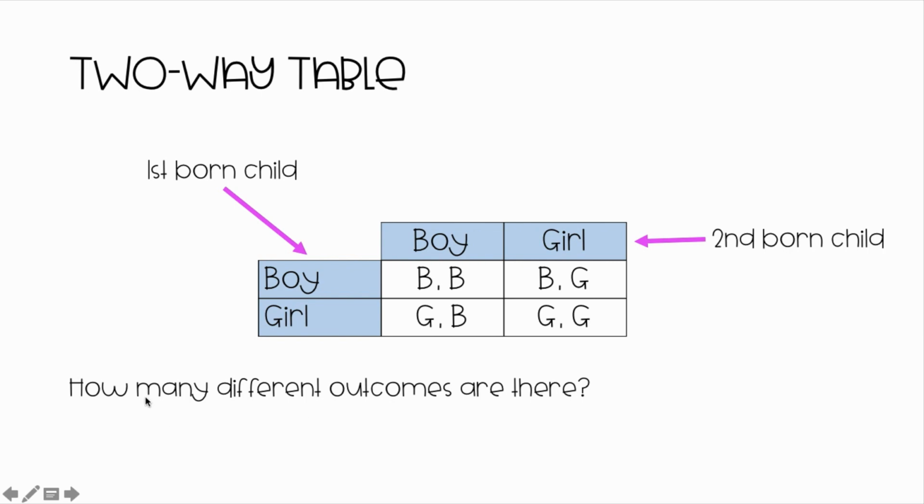So how many different outcomes are there? That's where we get our little boxes here. In this outcome, it would be a boy and a boy. In this outcome, it would be a boy then a girl. Here would be a girl then a boy, and this one here would be a girl and a girl. If you ever do biology, you do a little bit of this in biology as well. So there are 4 different outcomes.